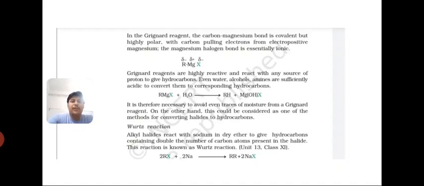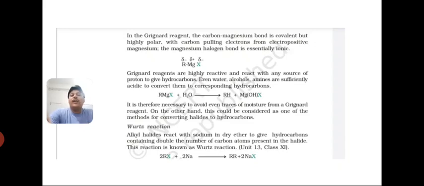Now it is therefore necessary to avoid even traces of moisture from a Grignard reagent. On the other hand, this could be considered as one of the methods for converting halides to hydrocarbon. So if you start with alkyl halide, we can convert it into alkane. First we convert into Grignard reagent by treating with magnesium in dry ether, and then by hydrolysis it gives hydrocarbon. Clear, students?